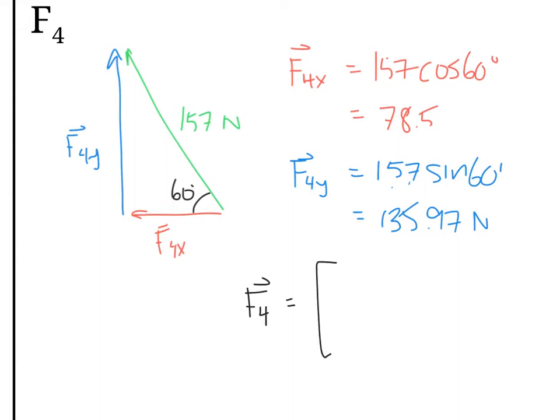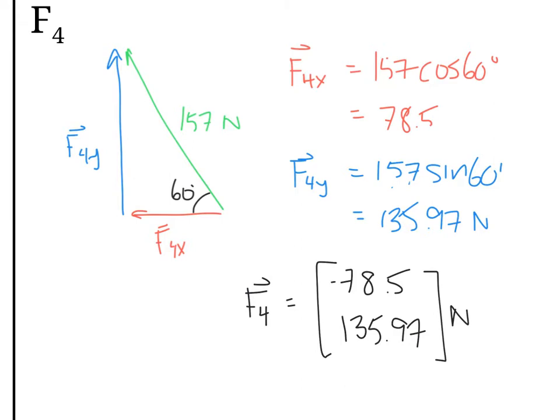Okay, and again, expressing this final answer in our matrix form, F4 is going to be the x component. Again, let's think about positive or negative. We have to be careful about this. We have to remember this. Moving to the left, we defined as negative. So this would be negative 78.5. And then the y component is going up, right? So it's positive 135.97. And these are both in newtons.